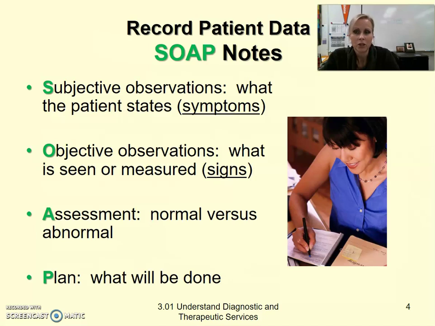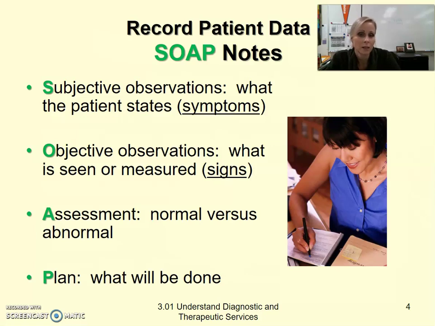O, patient's grimacing, patient's crying, blood pressure is 160 over 90, pulse is 125. Assessment is taking the normal versus the abnormal. What's normal for this patient? What's now abnormal? What's going on now? Sometimes you will see in an assessment, if a doctor is filling out a SOAP note, you may see a diagnosis under A. And then P is the plan, what will be done.